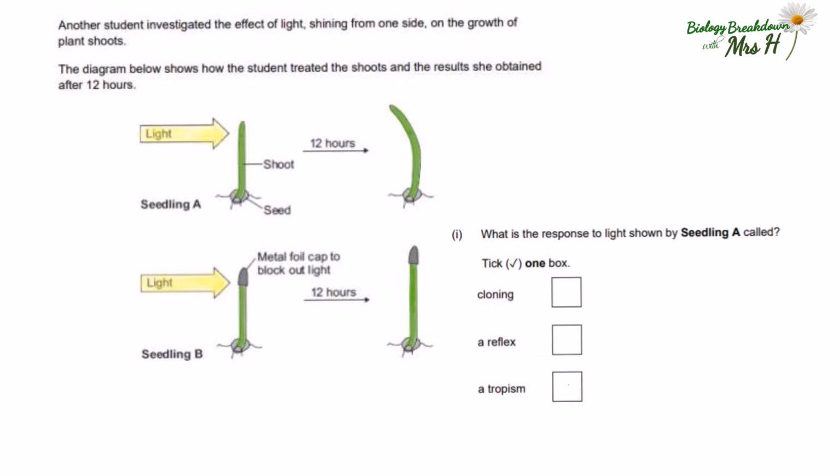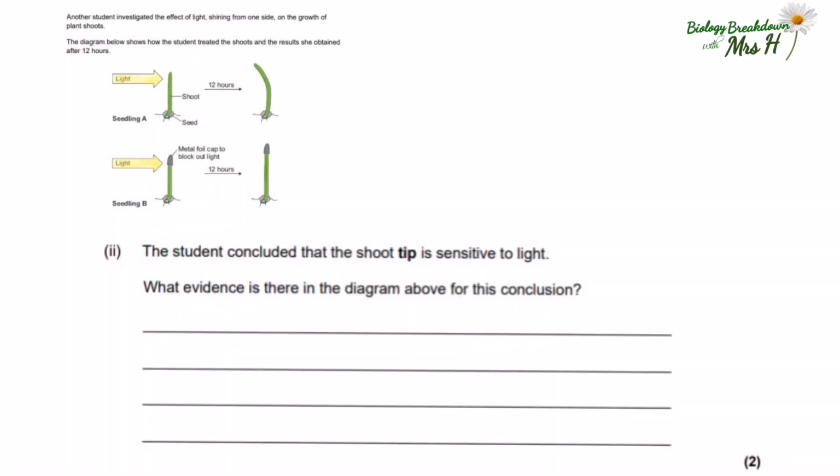What is the response to light shown by seedling A called? Cloning, a reflex, a tropism. A tropism, lovely. The student concluded that the shoot tip is sensitive to light. What evidence is there in the diagram above for this conclusion?